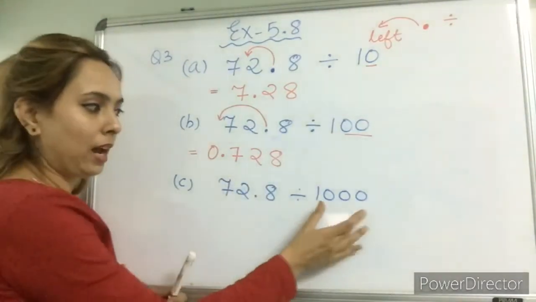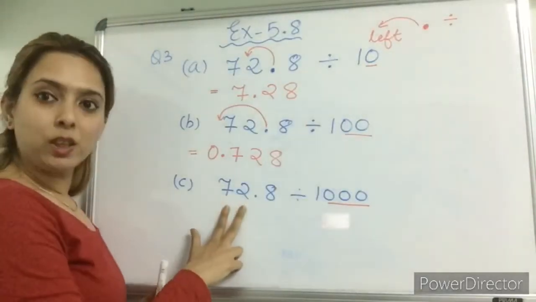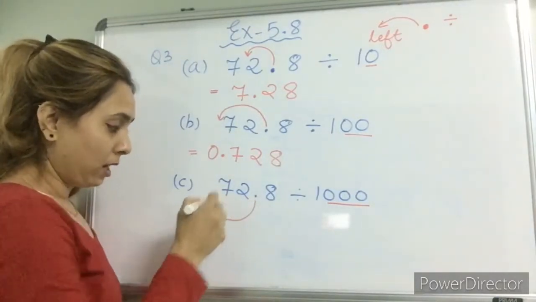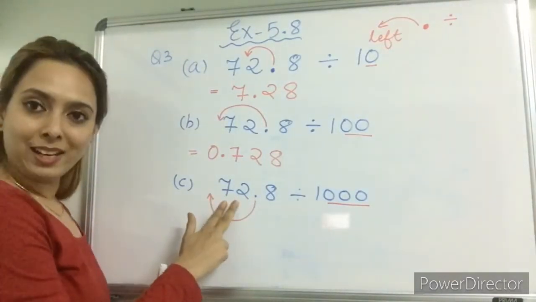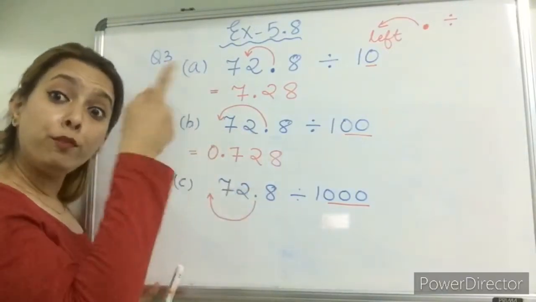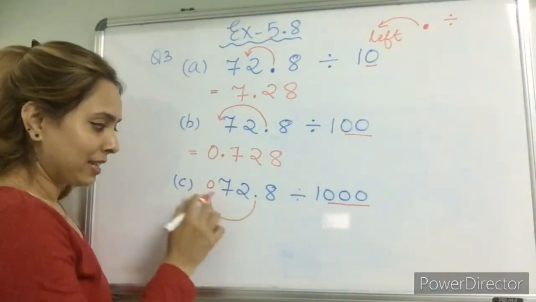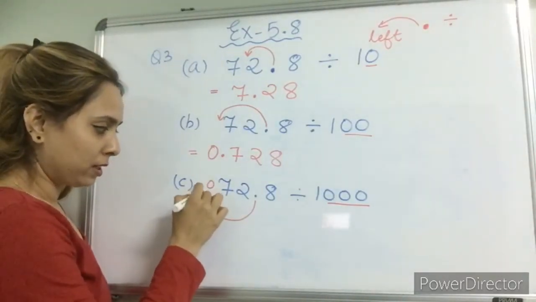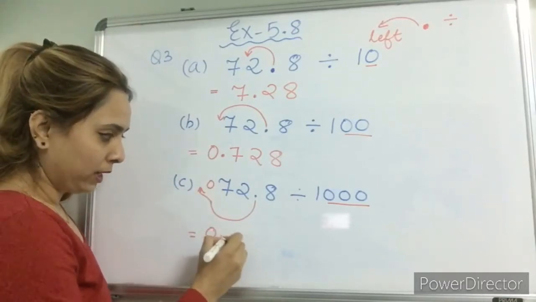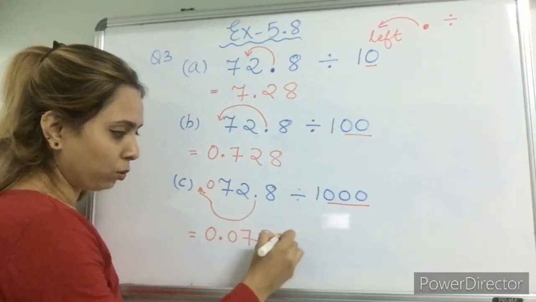Now, when we are having 3 zeros and we are less with numbers, so if we are shifting this decimal towards this side, but we do not have numbers here, we are having only 2 numbers, so we will put 0 before these numbers. So I will put 0 here, and this decimal will come before this 0. So the answer will be 0.0728.